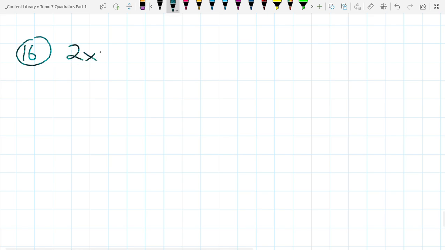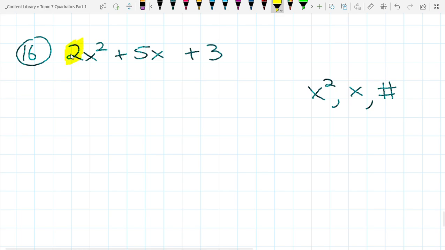Number 16, we have 2x squared plus 5x plus 3. No GCF, no factor by grouping, and it's not a diamond either. It looks like a diamond because you have an x squared, an x, and a number. But you've got this number in front of the x squared. So instead of a diamond, this is what we called in class the big diamond.